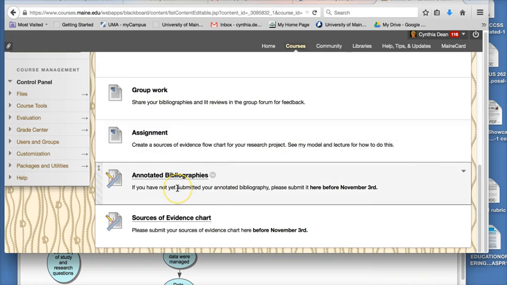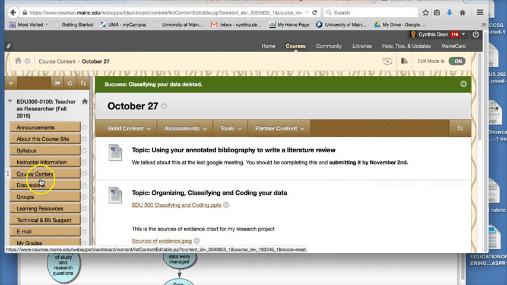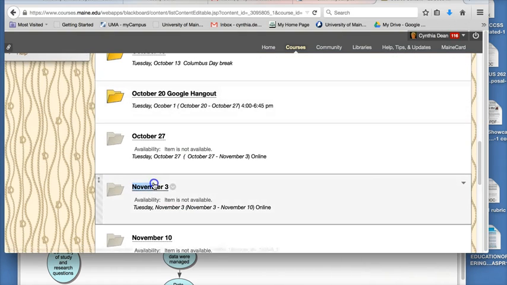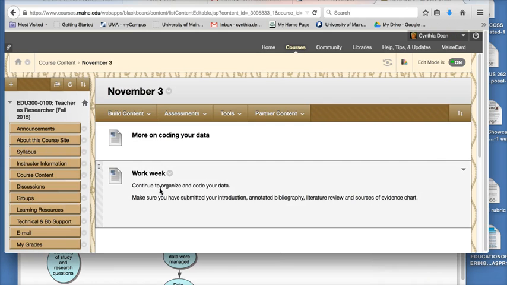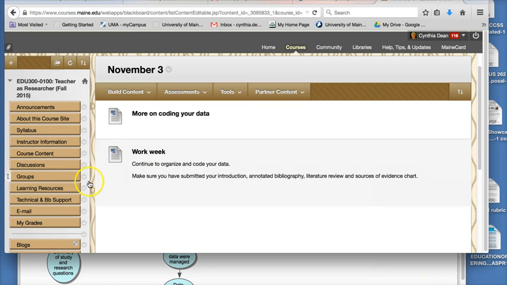And then if you haven't submitted your annotated bibliography, get that to me as well, and get your sources of evidence chart to me as well, okay? Questions? If you have any, let me know. Let's look forward to November 3rd, and we'll talk more about coding, okay, and give you a work week.